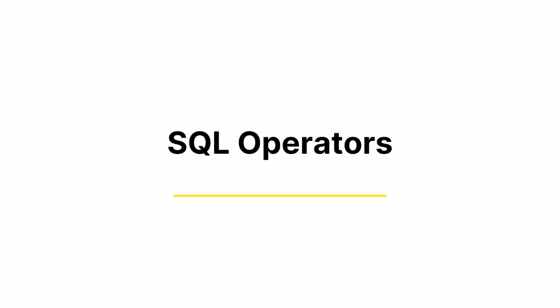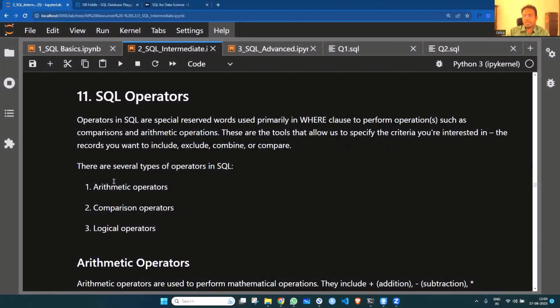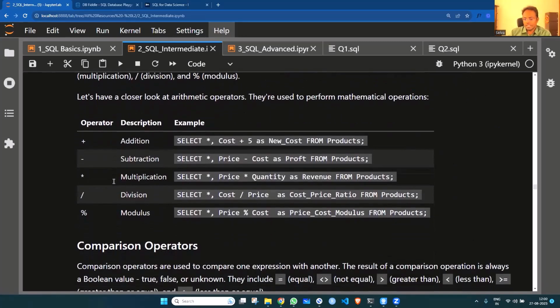Next one is SQL operators. There are multiple arithmetic and comparison operators. Let's just formally define it. These are the different arithmetic operators. The plus, minus, star is multiplication, slash is division, percentage is the modulus, which simply returns the remainder part. Remainder part of any division is the percentage sign.